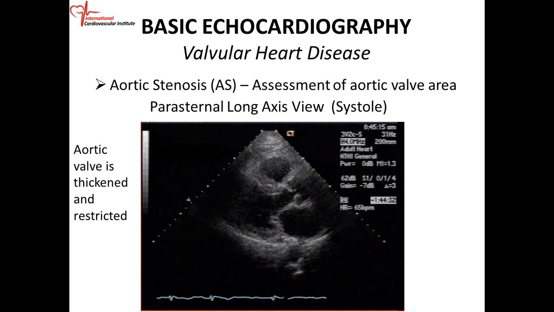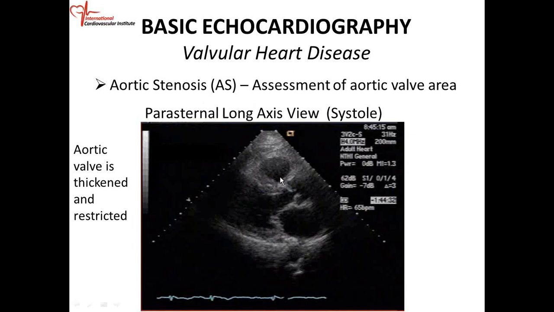So in the parasternal long axis, again, this is your septum, this is the posterior wall, the mitral valve, the left atrium, the aortic valve, and this is the aorta. This is the right ventricular outflow tract, okay? So that's where you do your left ventricular outflow tract diameter.